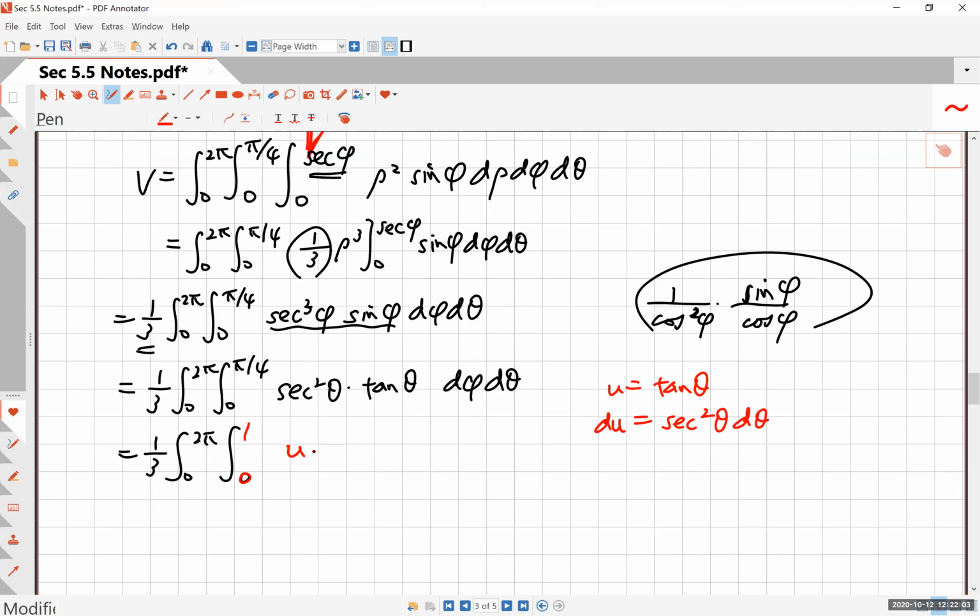And so this becomes u, and then of course secant squared. I think I misspelled this. This is called a Greek typographical error. I kind of messed up on that. I should have had phi and not theta here. That happens.